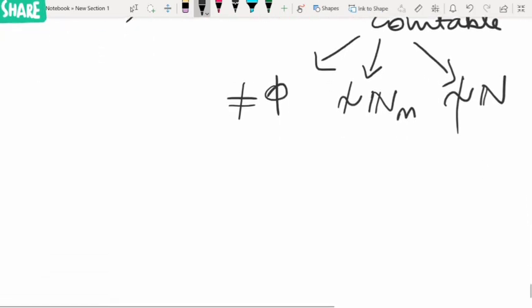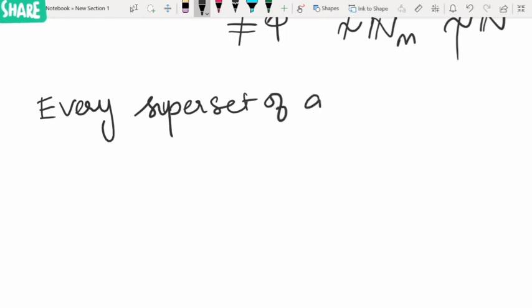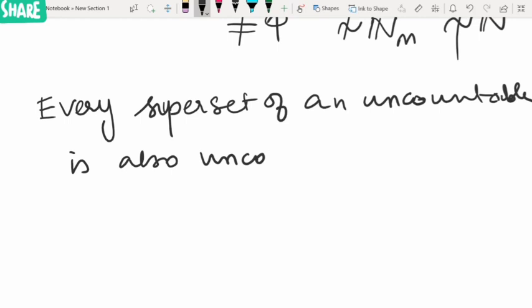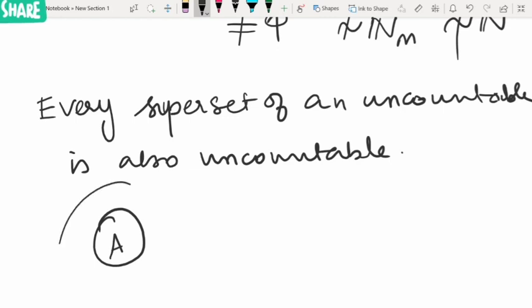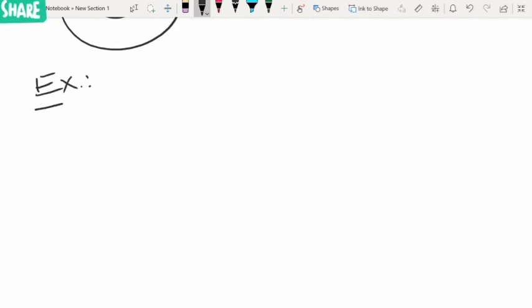Okay, and we say that every superset of an uncountable set is also uncountable. Okay, so if A is an uncountable set, any set that contains A will also be uncountable, right? Okay, let us see some examples of uncountable sets.